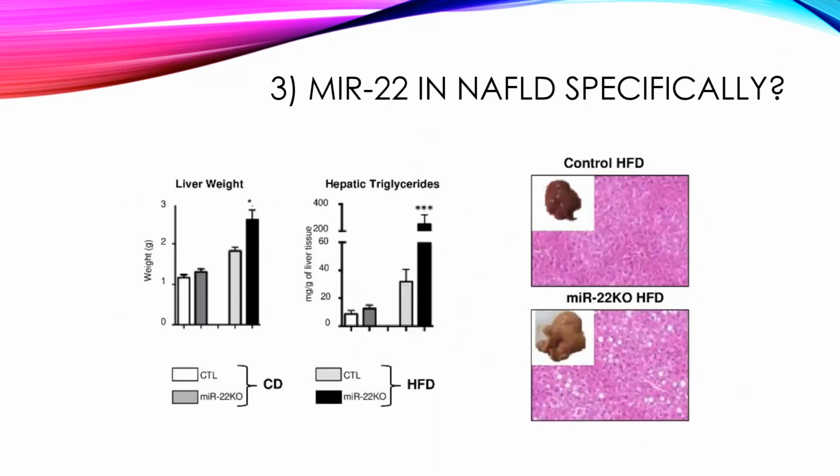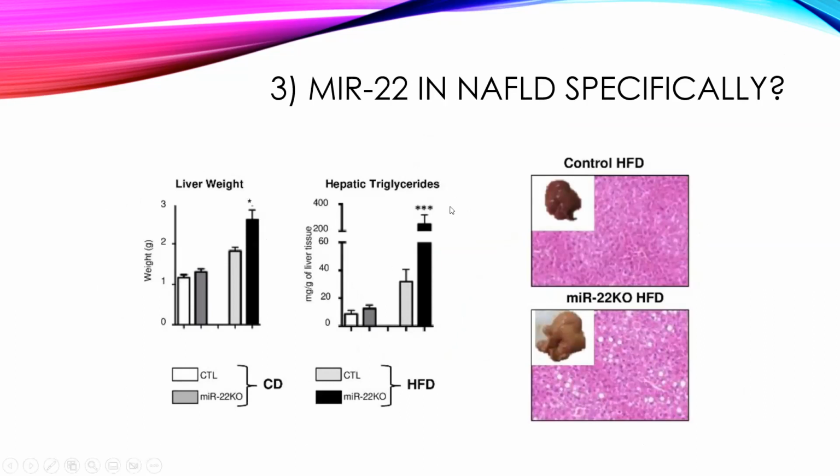And if we look at the liver specifically, already here, you can see in the normally fed mice, there were no changes in the liver weight. The wild-type mice that were fed obesogenic diet had increased liver weight, but miR22 knockout mice had significantly bigger livers because they had more lipid depots into the liver.